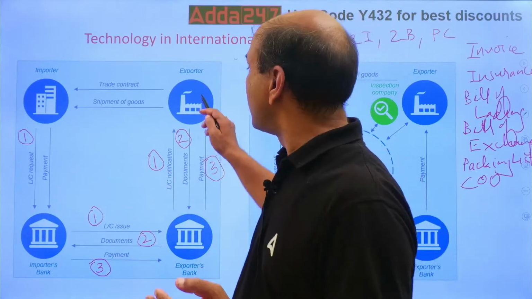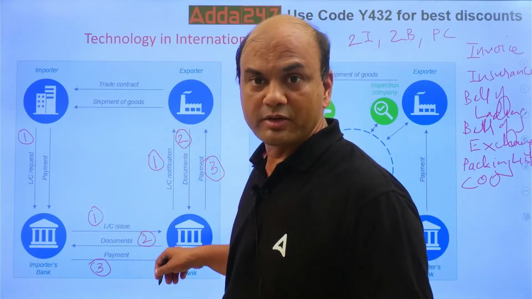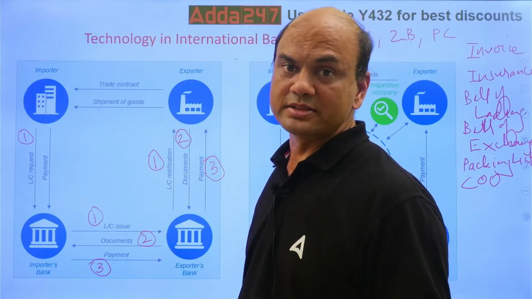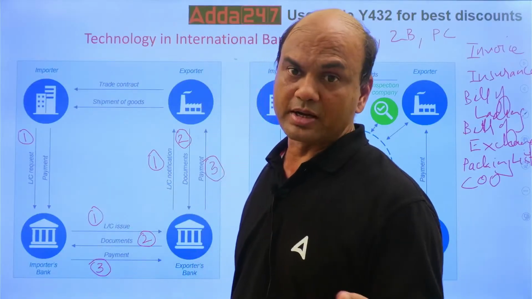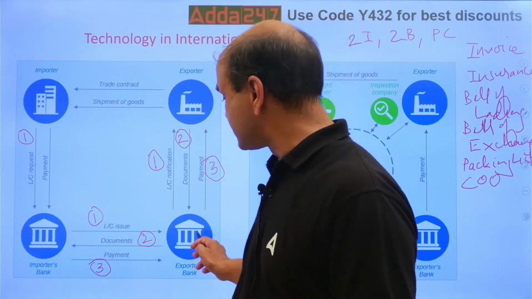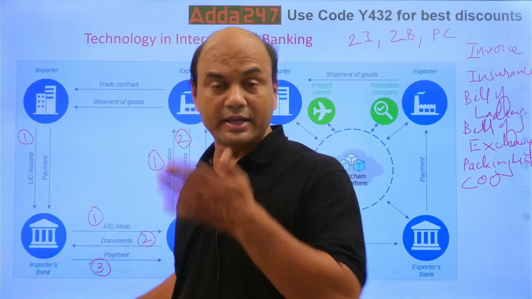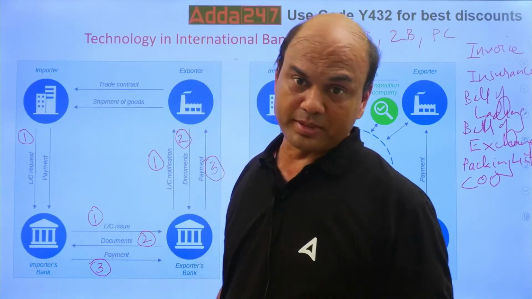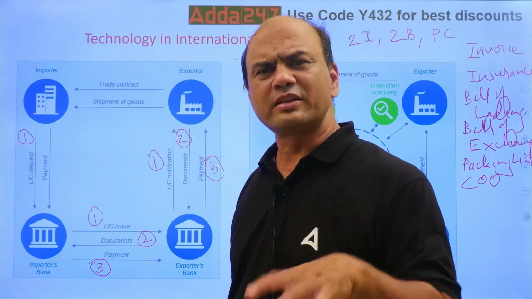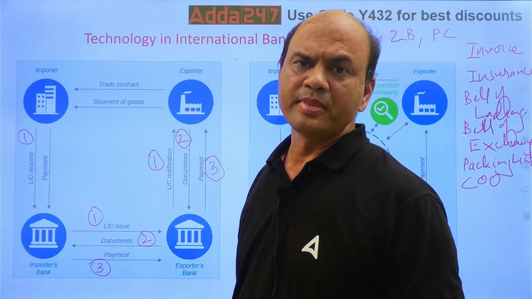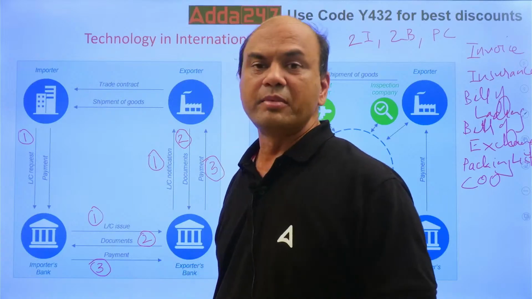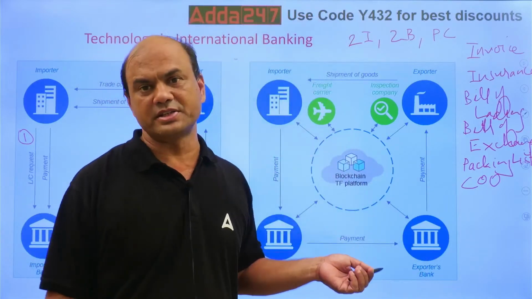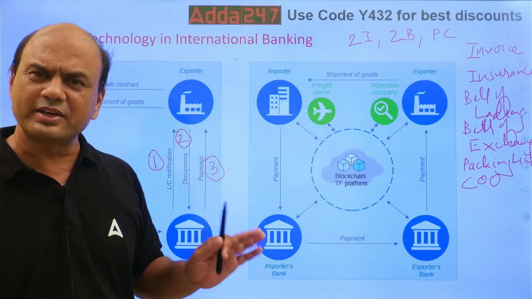Time delay means I will prepare the document, then submit it within 21 calendar days. Then there is an NTP period, the normal transit period, so the document will reach there in NTP. Then there is a usance period. So many days are lost in this, and then the payment will occur. That is step number 3.